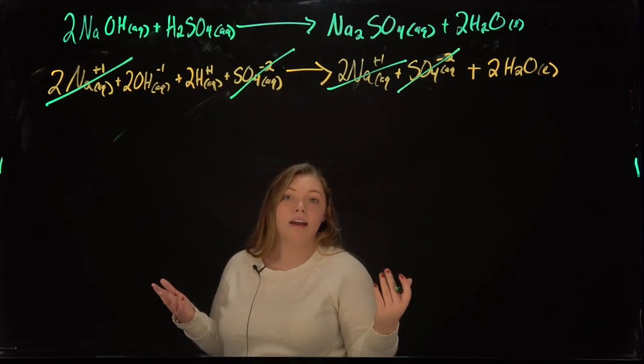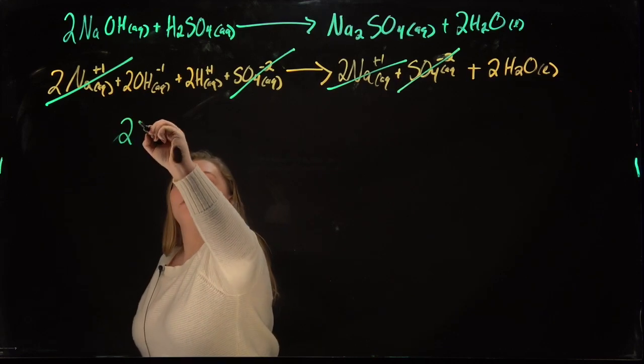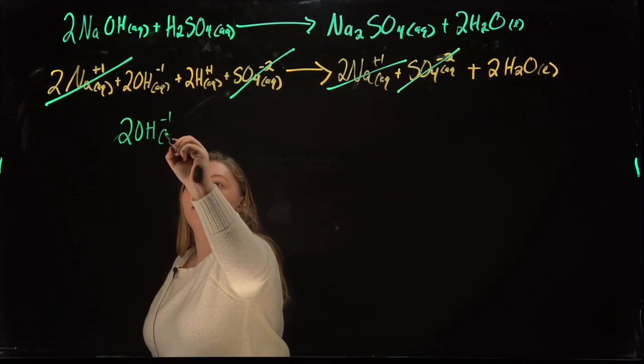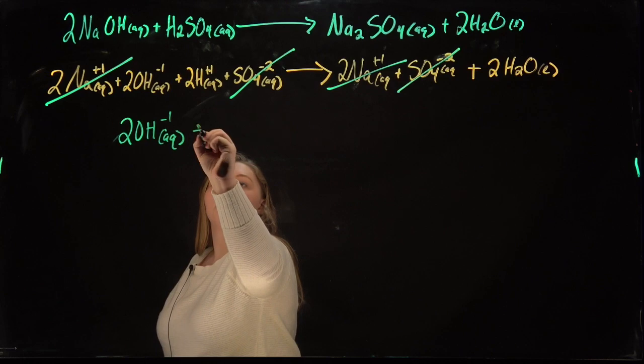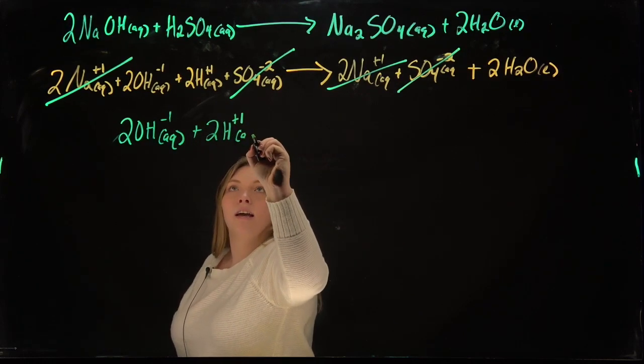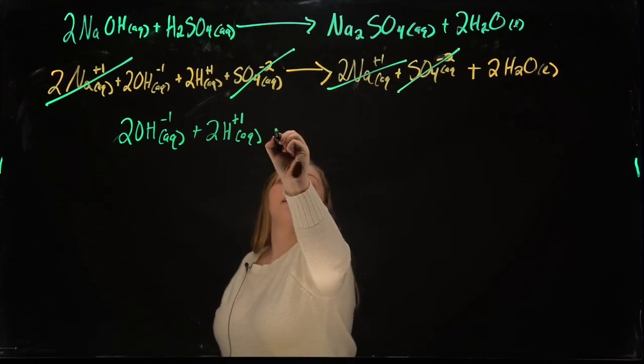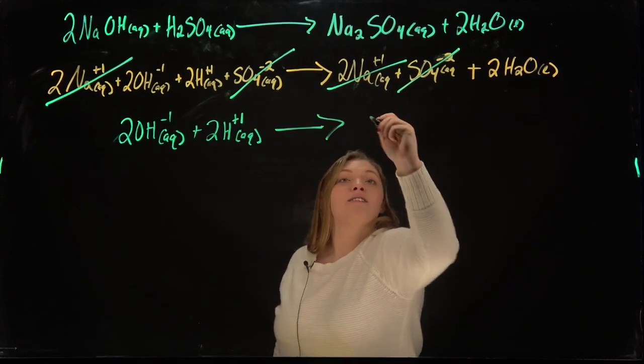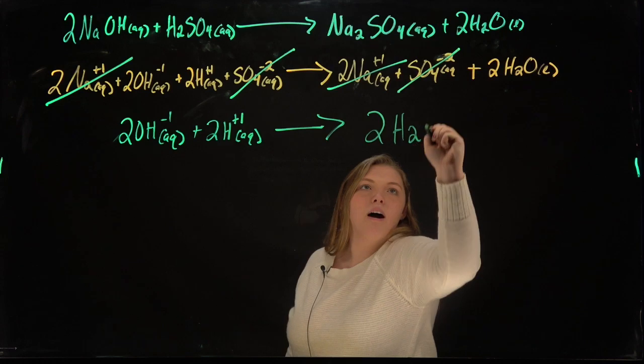Now we're just going to rewrite it with what we have left. 2OH, charge of -1, still aqueous, plus 2H +1, aqueous, yields 2H2O, liquid.